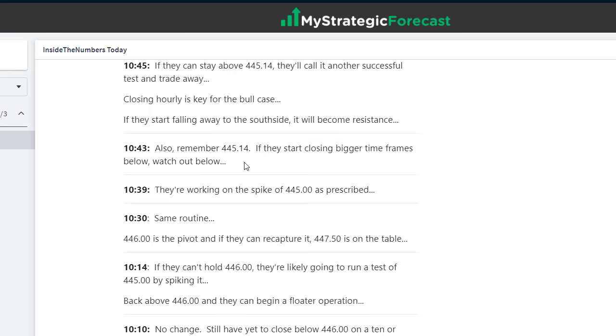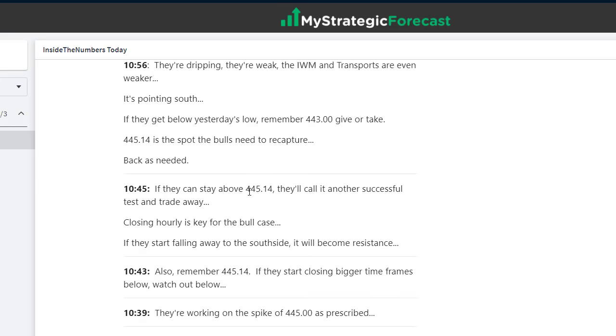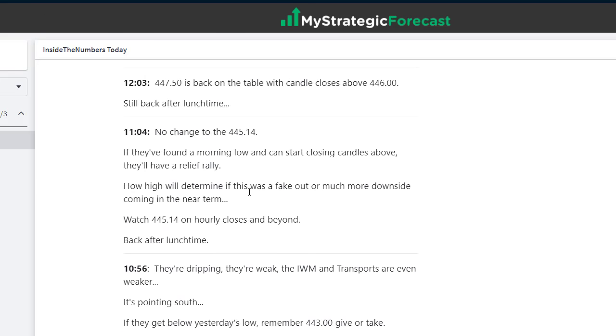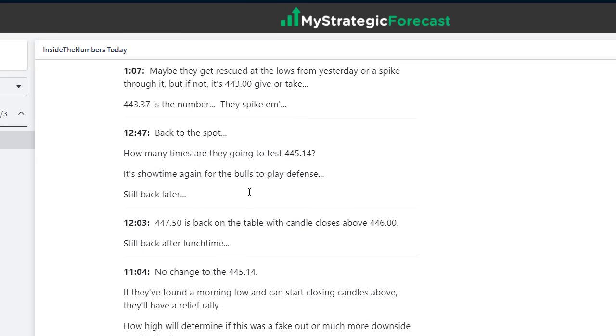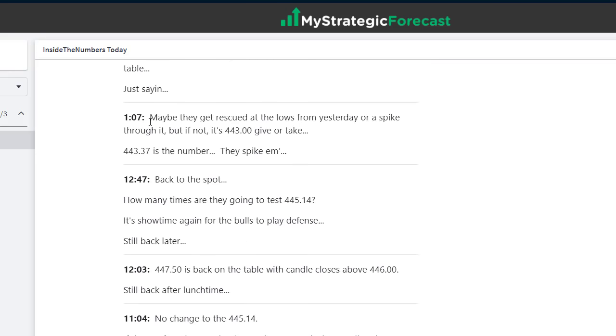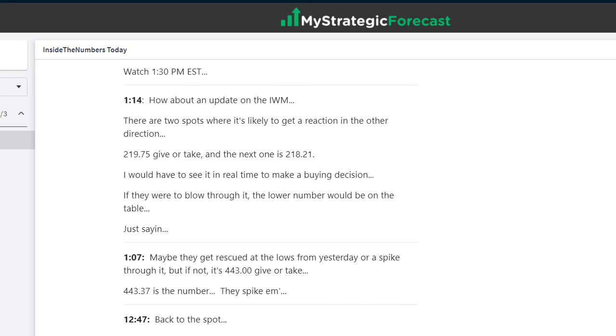If they can't hold 446, they're going to run a test of 445. That became obvious. That was important yesterday. It was important again today. And we know the story. If they give up 445, then 443 and change, the door opens, and that's pretty much what happened. Here it is, 107. Maybe they get rescued at the lows from yesterday or a spike through it, but if not, it's 443, give or take. 443.37 is the number. They spike them. You don't know whether they're going to spike it, pull up short, all that stuff.